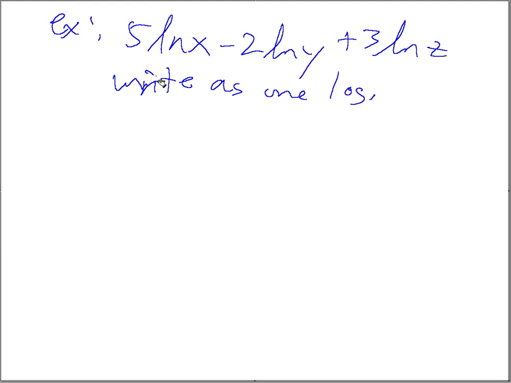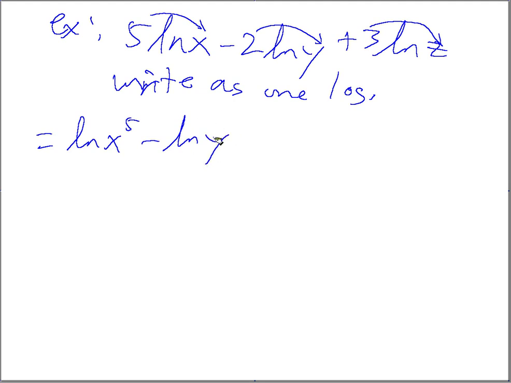So again, let's apply the power rules. Bring the 5 back up for x, 2 back up for y, 3 back up for z. So we're going to get here ln of x to the 5th minus ln y squared plus ln of z cubed. So apply the power rule first to work backwards. Can we see that, so far so good? Now let's use the quotient rule and the product rule here, right? Minus, think division; plus, think multiplication. All right. So let's do that.